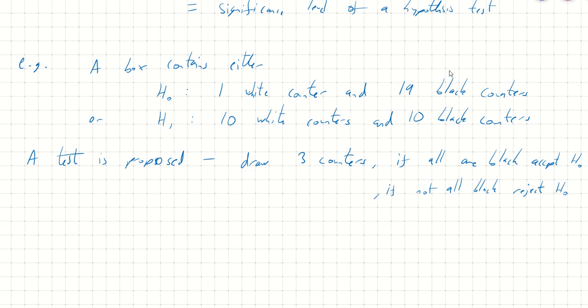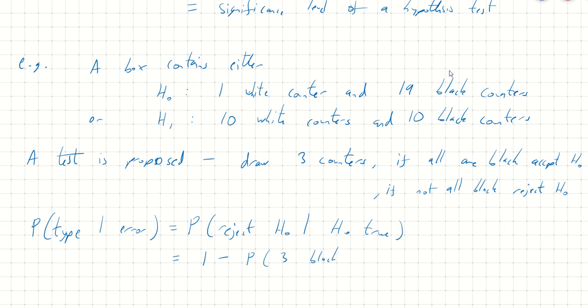So let's find, in this example, for this test, what is the probability of type 1 error? Well, let's remember that's the probability of rejecting H0 given that H0 is true. And so what's the probability I reject H0? That means there must be at least one white counter drawn when H0 is true. So that means we don't draw all black, so it's 1 minus the probability 3 black counters drawn.